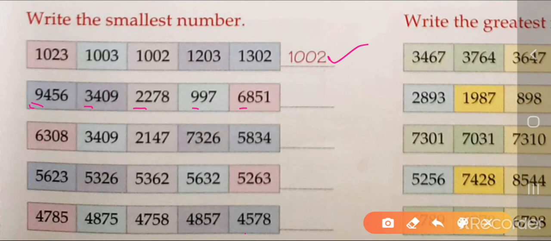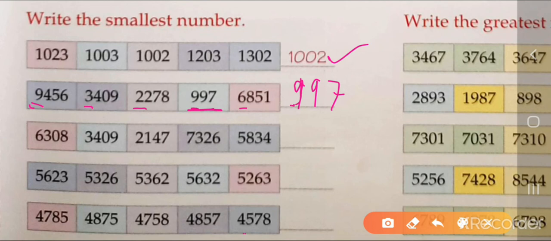One more thing: a 3 digit number is always smaller than a 4 digit number. So that is very easy to find out, because it is the only number that contains only 3 digits. Okay. So we will write 997. Okay.